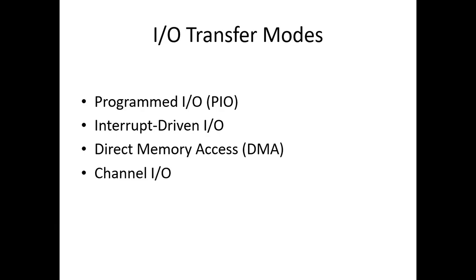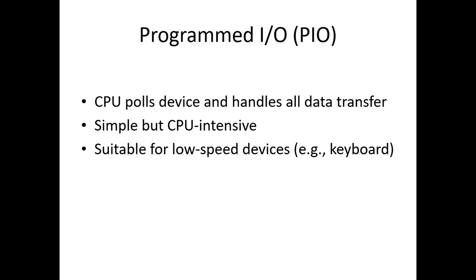Moving on, let's look at the transfer modes of the input and output system architecture. There are four main ways data can be transferred between the input output devices and the system. The first one is programmed I/O. We have interrupt driven I/O, direct memory access, and then channel I/O. Each offers different trade-offs in terms of CPU involvement, efficiency, and complexity. Let's delve into each of them and look at what they mean.